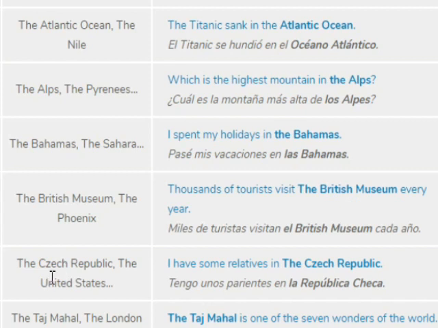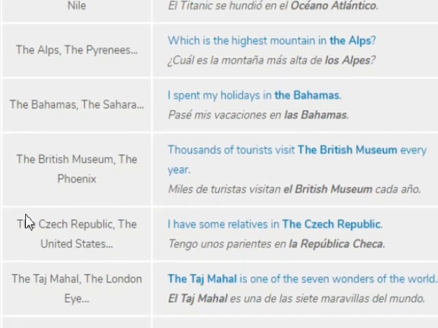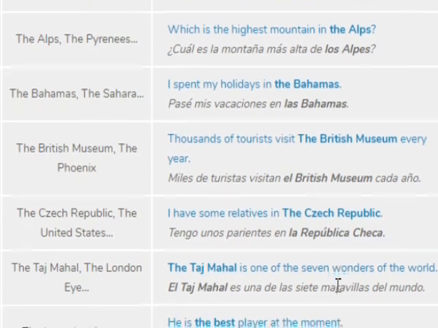With some countries, like the Czech Republic, the United States, we use "the", but in general terms, we don't use "the" with most countries. There are some exceptions, in this case the Czech Republic, the Netherlands, the United States, and some others. With famous buildings and monuments, for example, the Taj Mahal, the London Eye. The Taj Mahal is one of the seven wonders of the world.